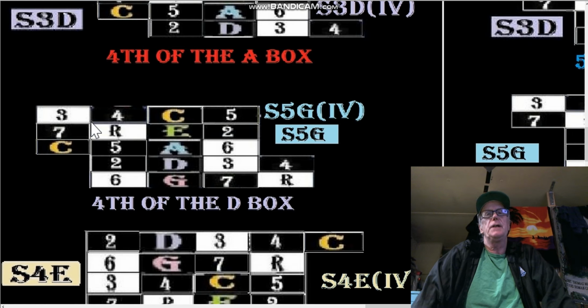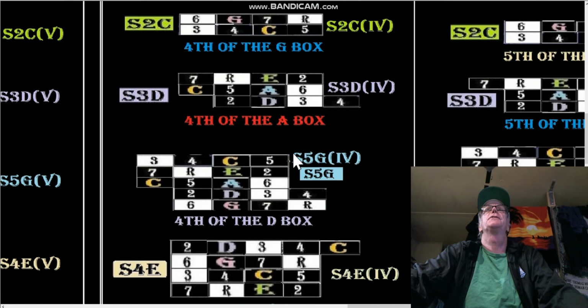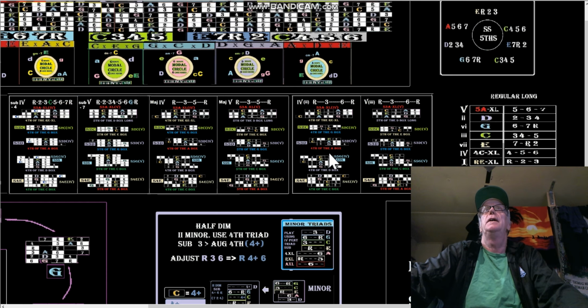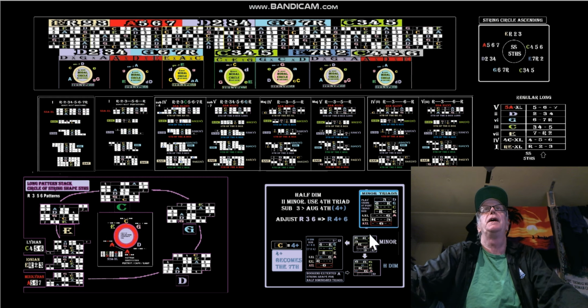And it's been a good lesson. We'll talk more about this chart in the next lesson. And of course we have the half diminished. I kind of got around that today, but the substitutions work for that too.